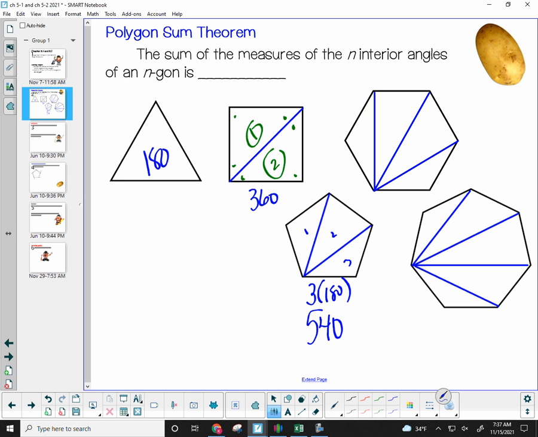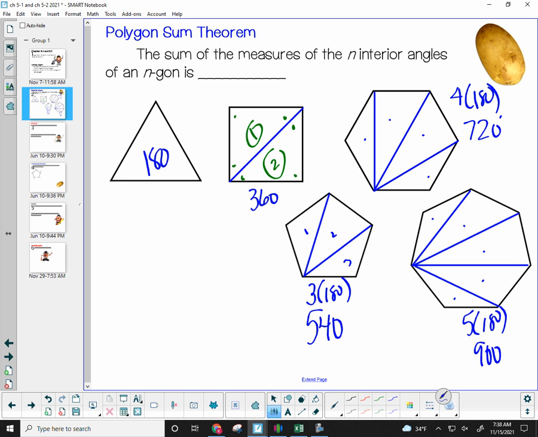How about my hexagon? How many triangles did I have? I have 4 triangles. Each triangle has 180 degrees. So 4 times 180 is what? 720 degrees. All right, I think I have 1, 2, 3, 4, 5, 6, 7. A heptagon here, I have 7 sides. So I have how many triangles? 5 triangles, so that's 5 times 180, which gives me 900 degrees.